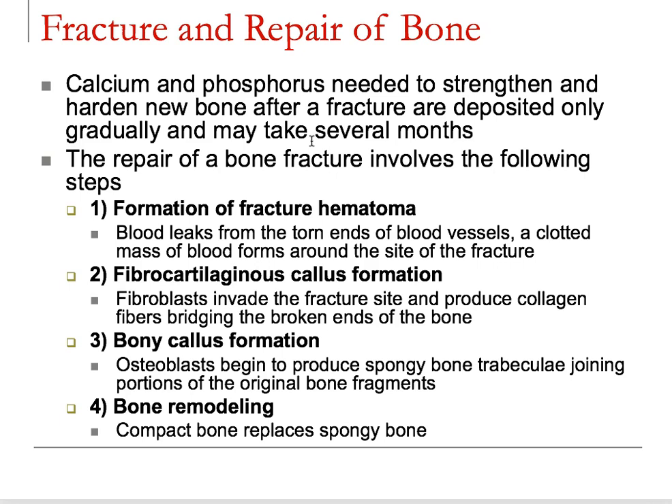But remember, I've told you already, calcium phosphate is a crystalline salt. So when we break it, it cuts everything. It cuts blood vessels, lymphatic vessels, nervous tissue. So that actually has to be fixed first. And that's why you create what's called a fracture hematoma. Blood leaking from the torn ends of blood vessels has to be clotted quickly.